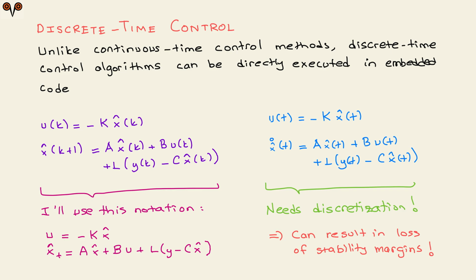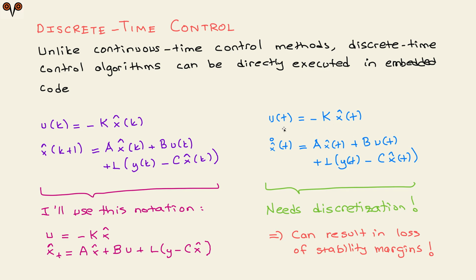First of all, I would like to mention that unlike continuous time control methods, when you have a discrete time control algorithm, you can directly execute it in embedded code when you implement the software. For example, if you look at one of the output feedback control algorithms that I covered for continuous time, you have a control signal depending on the control gain k multiplied by x hat, the estimate of the state. And this is the Luenberger observer, x hat dot equals its right hand side. I am just showing this as a candidate control method to give you an idea.